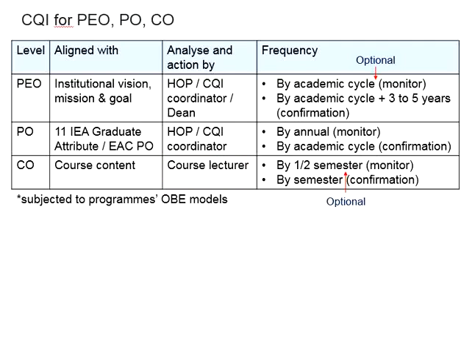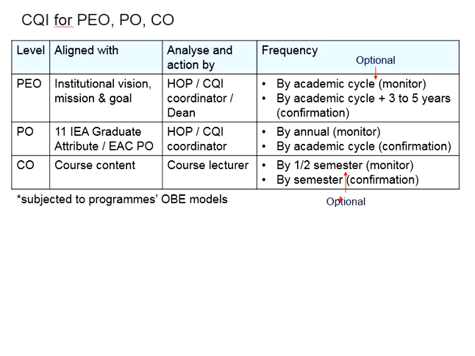Now, regarding the frequency of the assessment, normally for the CO levels, we do the assessment at the end of the semesters. We compile all the assessment results from the students, analyze it, and determine the attainment status of that particular COs. Some universities have a monitoring process during the half of the semester. This is optional. Not many universities are doing that. There are pros and cons.